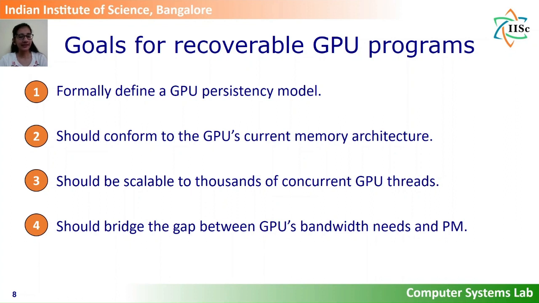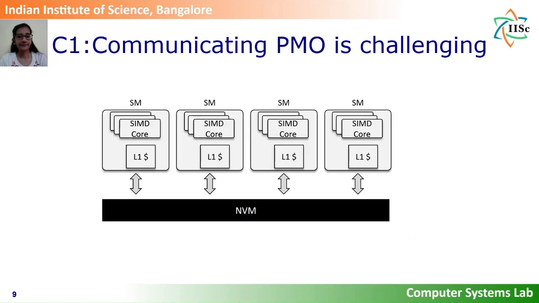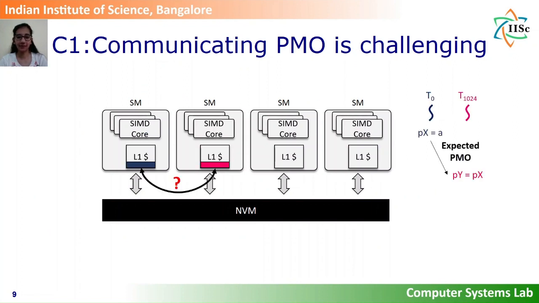We shall now discuss some unique challenges in designing a GPU persistency model. Firstly, unlike CPUs, the GPU's hardware is not responsible for keeping its L1 caches coherent. Hence, unlike CPU persistency models, we cannot rely on coherence messages for tracking inter-thread ordering dependencies.